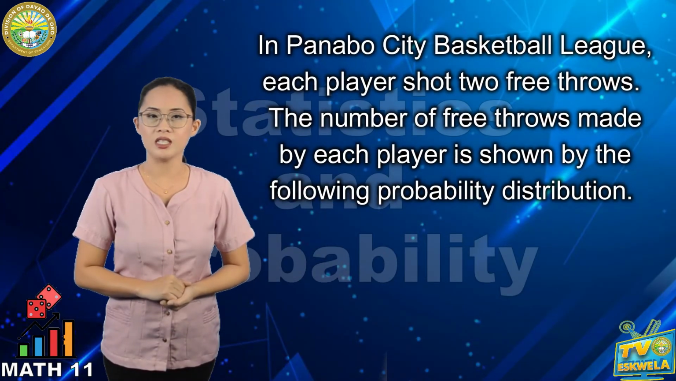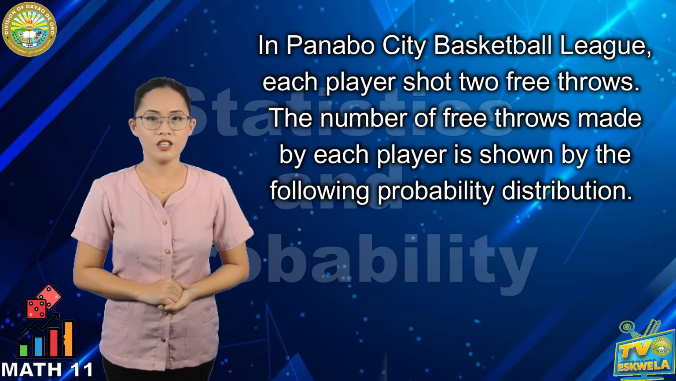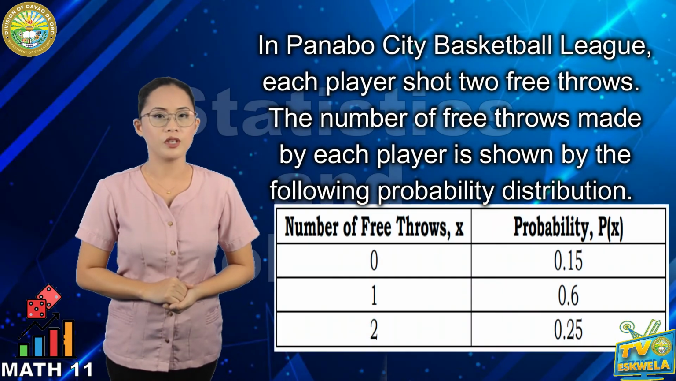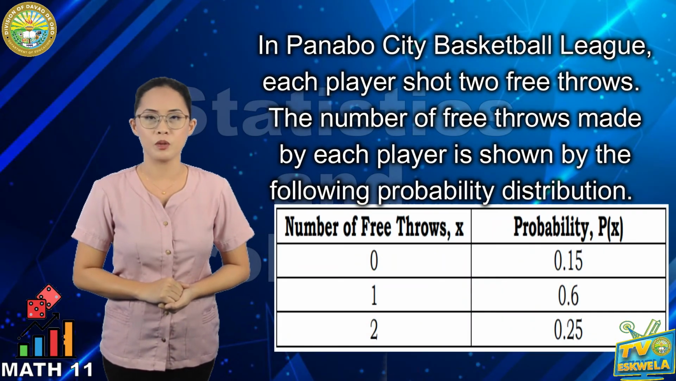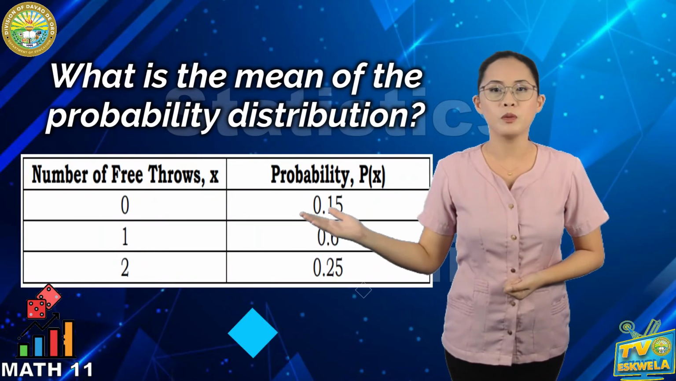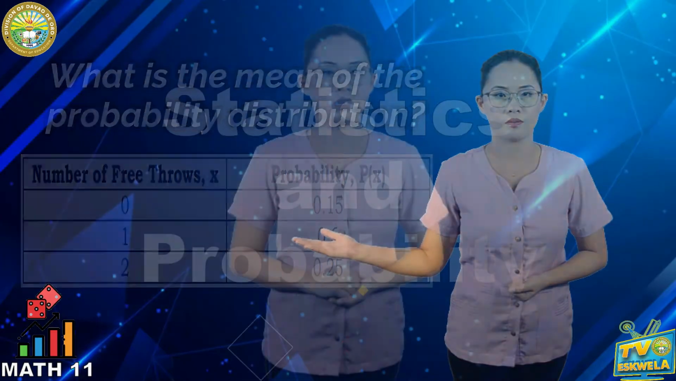Let's have an example. In Panabo City Basketball League, each player shot 2 free throws. The number of free throws made by each player is shown by the following probability distribution. What is the mean of the probability distribution?